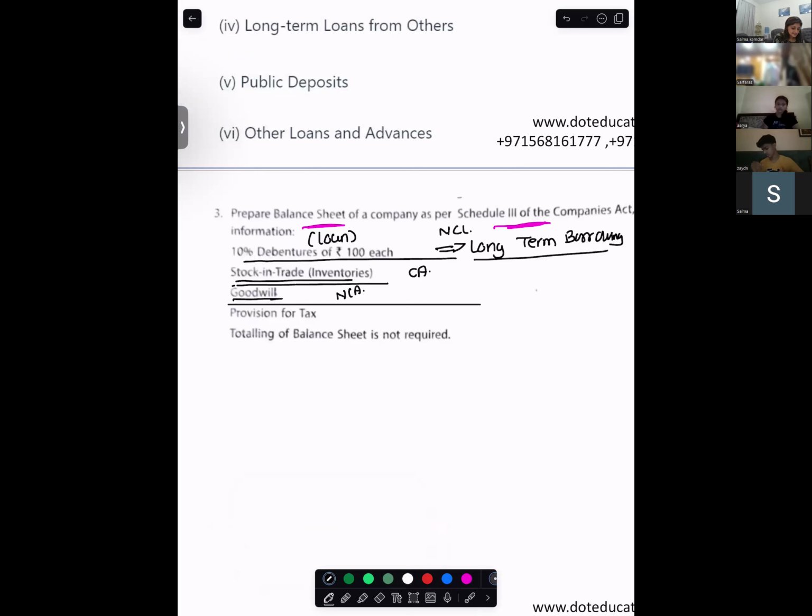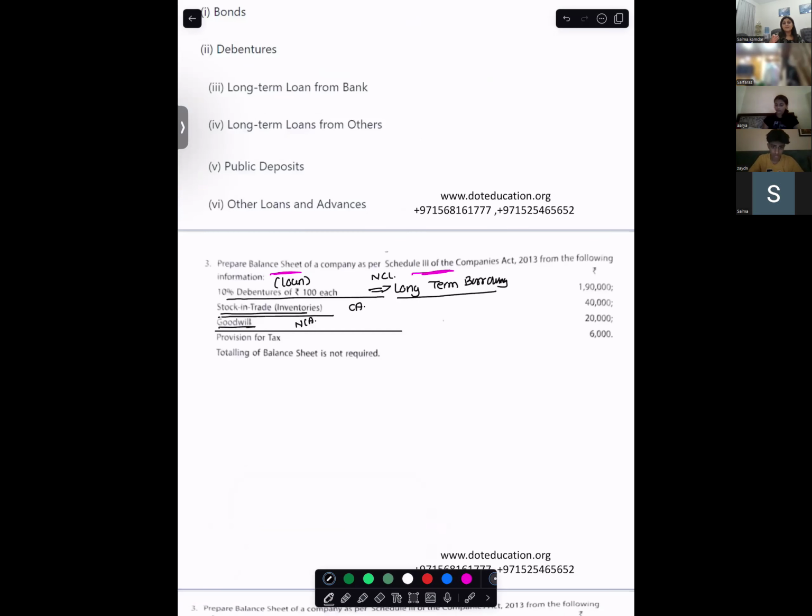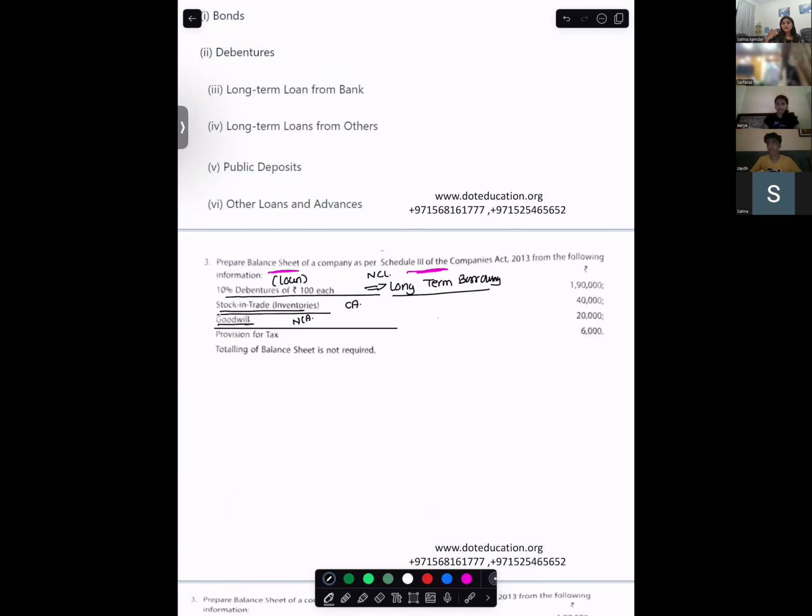Provision for tax. Provision for tax is an amount that you keep aside for tax. You will pay it within 6 months. So this is a short-term provision. They want you to make a balance sheet with this.